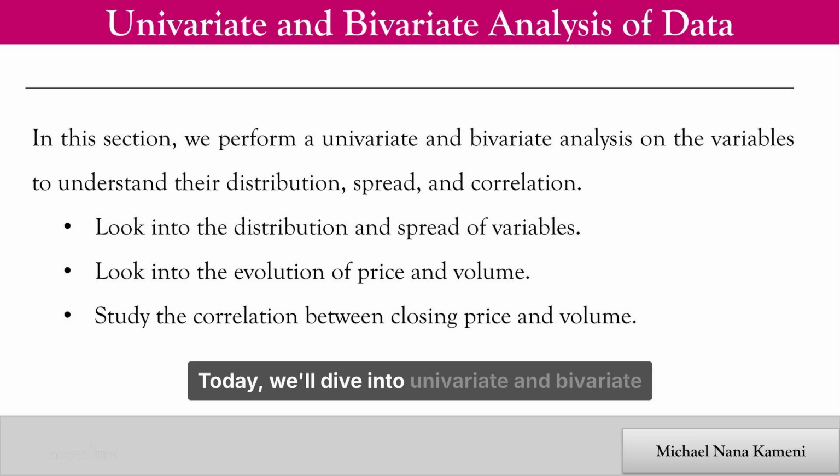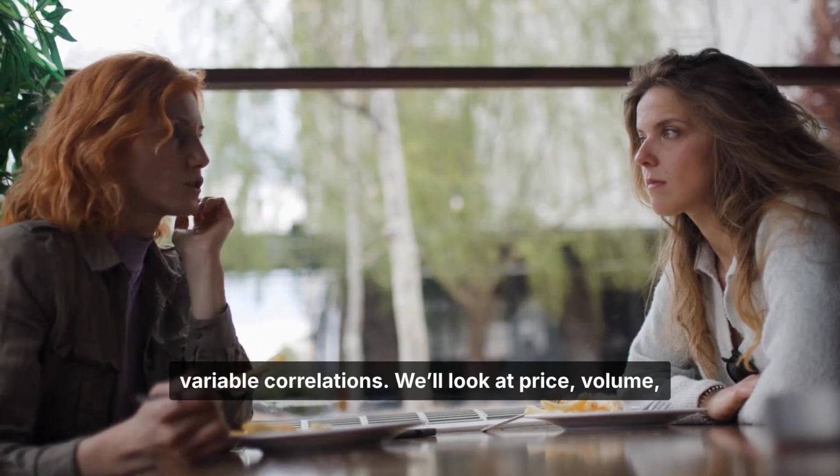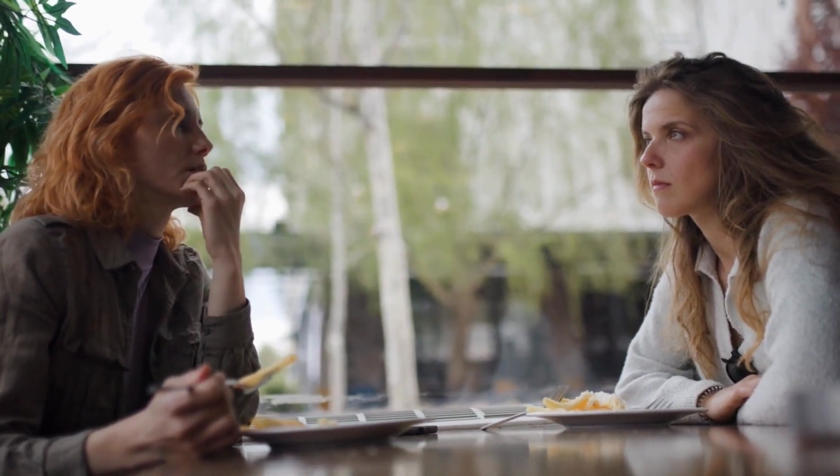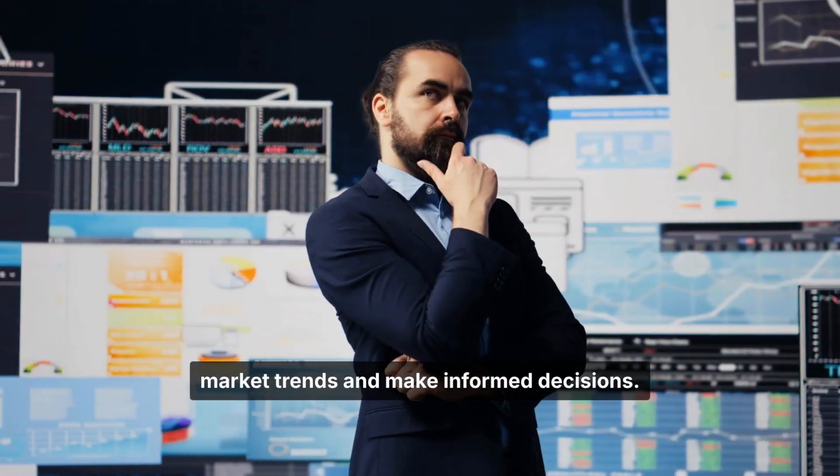Today, we'll dive into univariate and bivariate analysis to understand data distribution, spread, and variable correlations. We'll look at price, volume, and their relationships. In stock market data, we encounter key prices: opening, closing, high, and low. These are fundamental for investors to analyze market trends and make informed decisions.